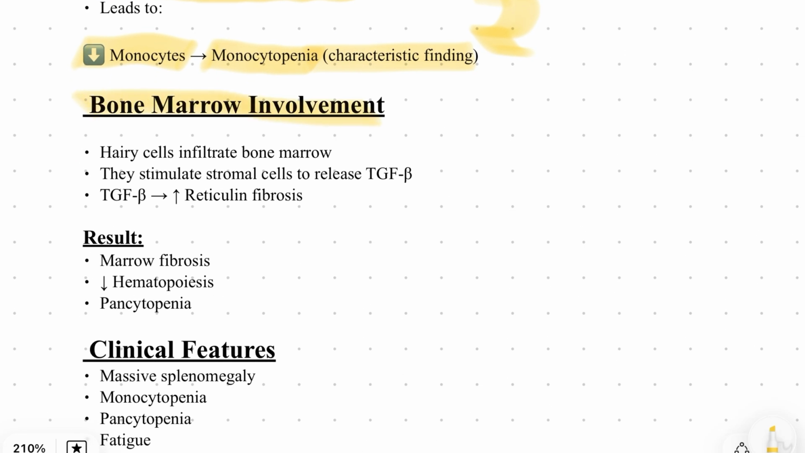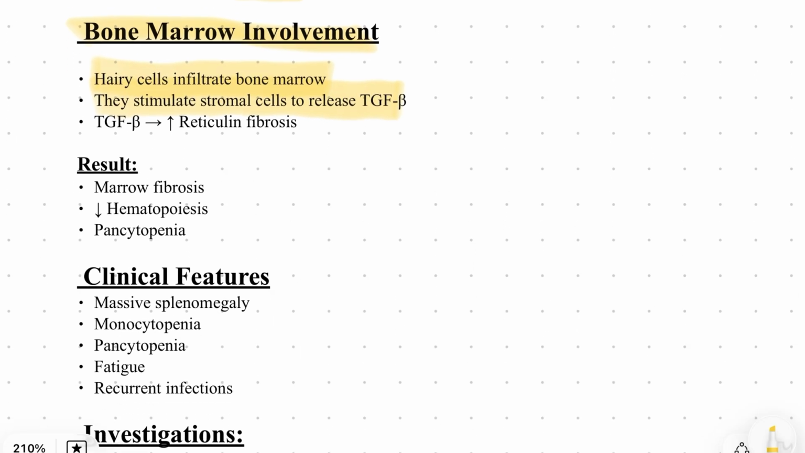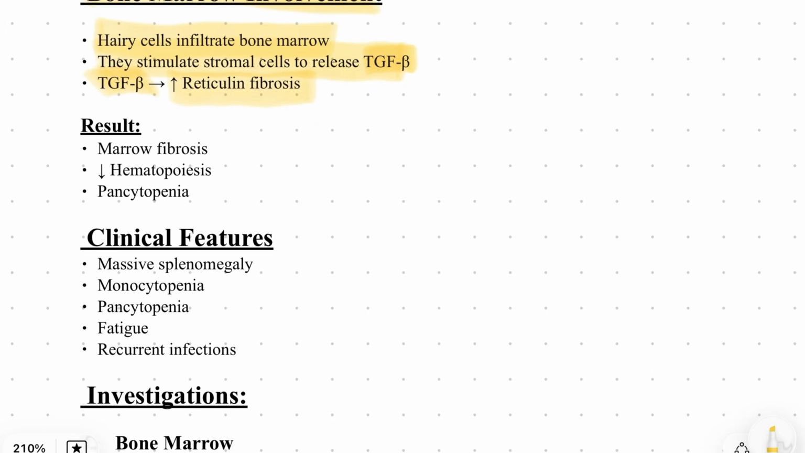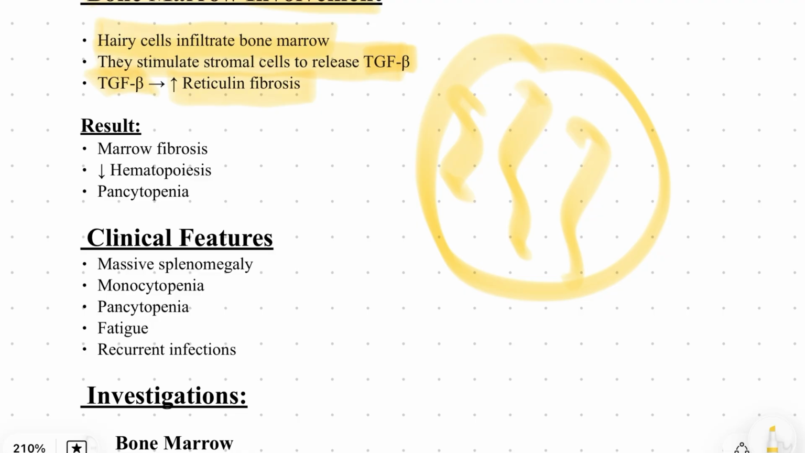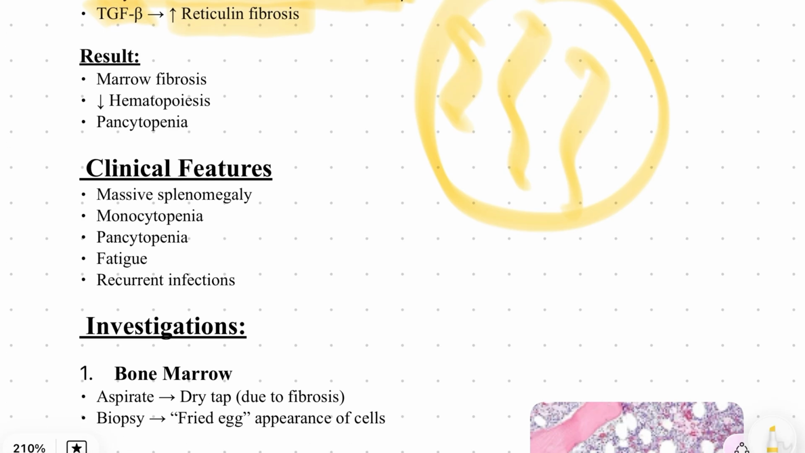Then coming to bone marrow involvement, since this is blood related, obviously the bone marrow has to be involved. Hairy cells infiltrate the bone marrow. They stimulate stromal cells to release TGF beta. Remember TGF beta, not alpha. TGF beta increases reticulin formation. There is a histopath image related to reticulin formation, with thread-like structures seen under green color, but I felt that is not necessary to know from the exam point of view. The results are marrow fibrosis, decreased hematopoiesis, and pancytopenia.